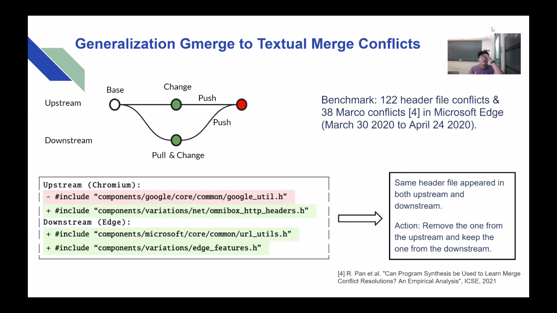Finally, we would like to understand whether this 2G merge can be generalized to textual merge conflicts, which were presented at the beginning of our talk. We adopt the same dataset used in the state-of-the-art research, which contains 120 header file conflicts and 38 Markov conflicts in Microsoft Edge. The example here means that if there are duplicated header files, we can just keep one of them in the final conflict region.